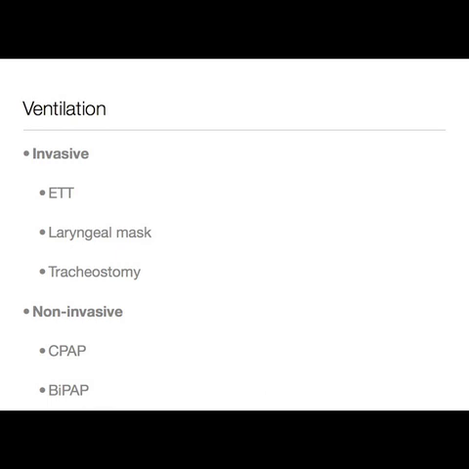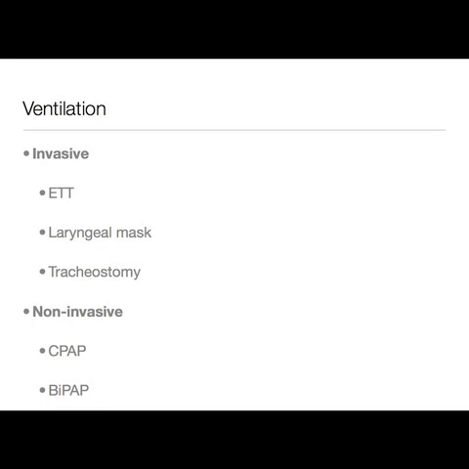Ventilation is the exchange of air between the lungs and the atmosphere, and it can be achieved artificially in two ways, invasively and non-invasively. Invasive ventilation is where ventilatory support is achieved by bypassing the upper airway, hence the reason it's called invasive. Examples you may come across, particularly in theatre, are the endotracheal tube, the laryngeal airway, or in an ITU setting a tracheostomy.